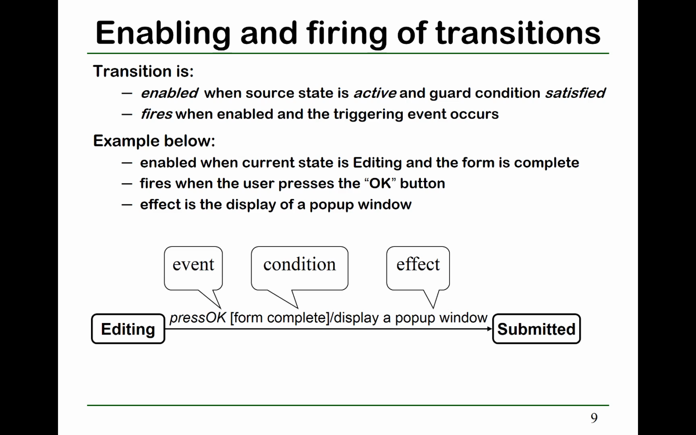The transition is enabled when the source state is active, when we are in this state, and also the condition is satisfied. So when the system is in this editing state, for example, and the form is complete, when this condition is satisfied, and then this event happens, the system transitions to another state called submitted state, and then slash display a pop-up window, which is the effect of this transition.